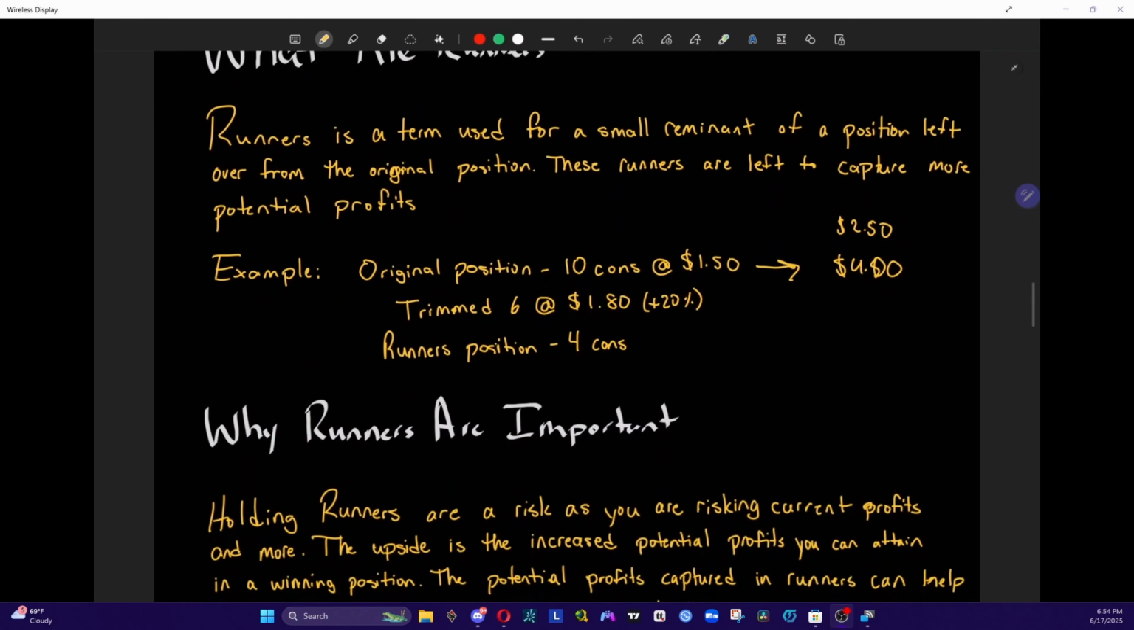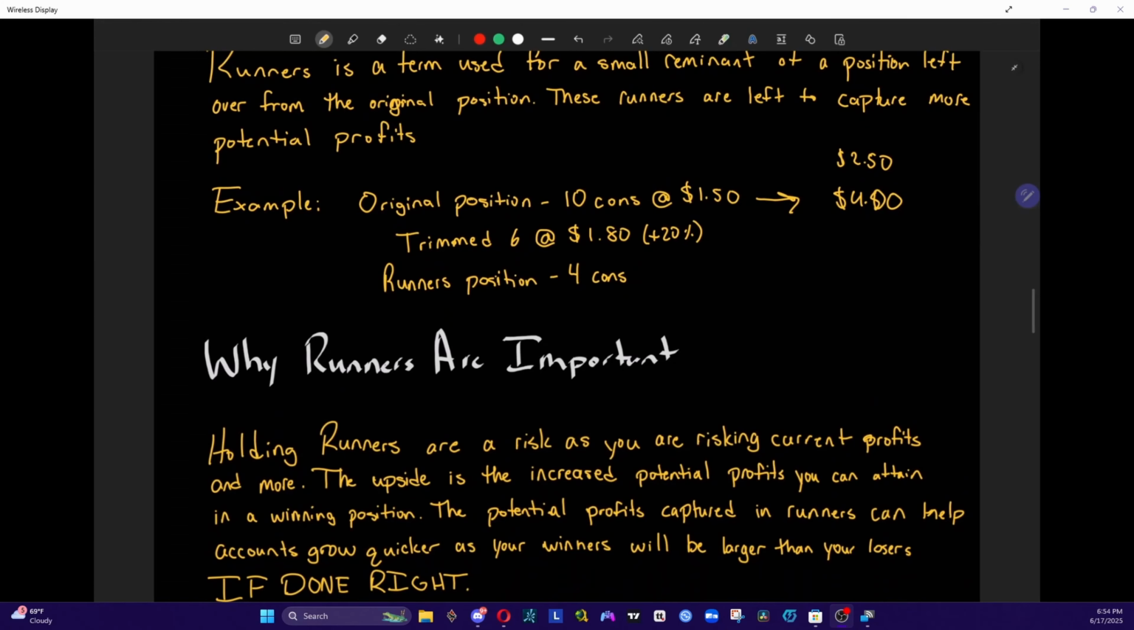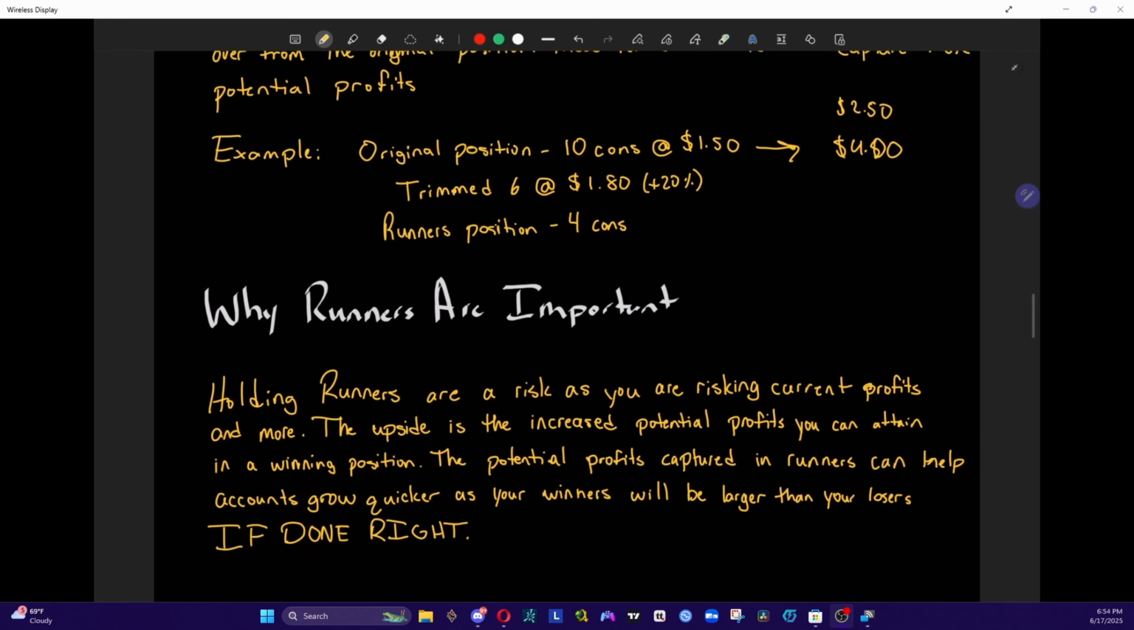So why are runners important? This is something you guys need to understand. Holding runners is a risk, as you're risking your current profits and more. So if it's up 20%, you're risking those profits and the original capital that you put up. The upside, though, is increased potential profits you can attain in a winning position. The potential profits captured in runners can help accounts grow quicker, as your winners will be larger than your losers if done right. What do I mean by that?